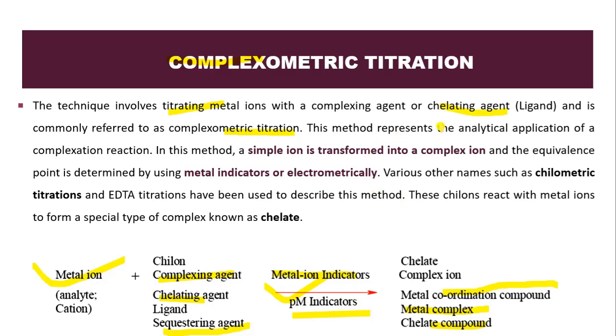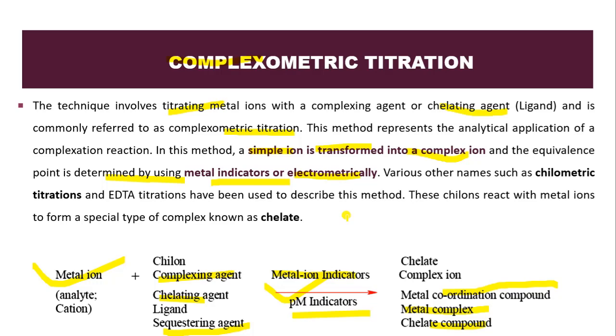So this method represents the analytical application of complexation reaction. Here, a simple ion is transformed into a complex ion. An equivalence point is determined by using metal indicators, or electrometrically, or we can say spectroscopic methods can be used for determination of the endpoint.